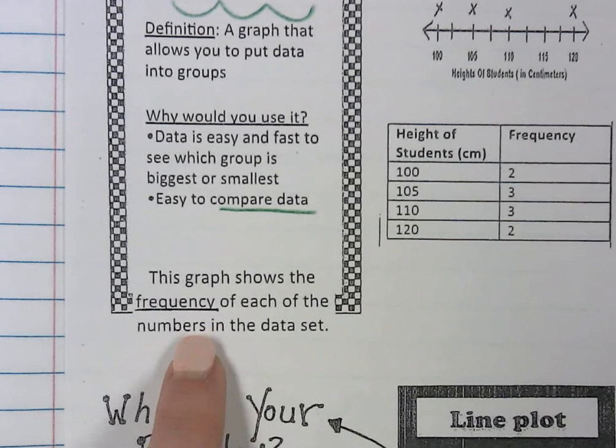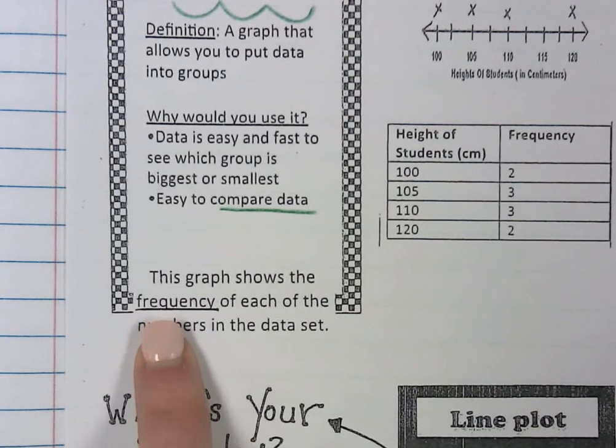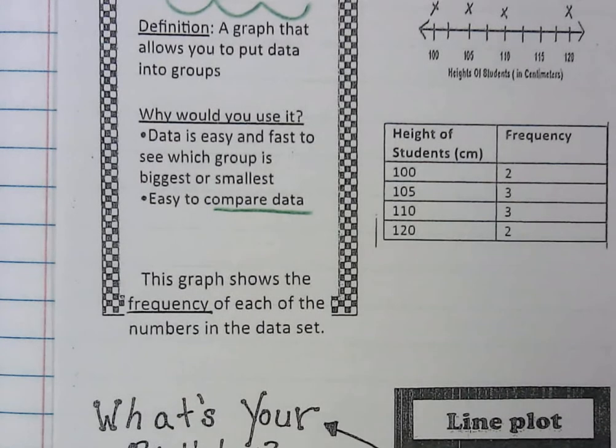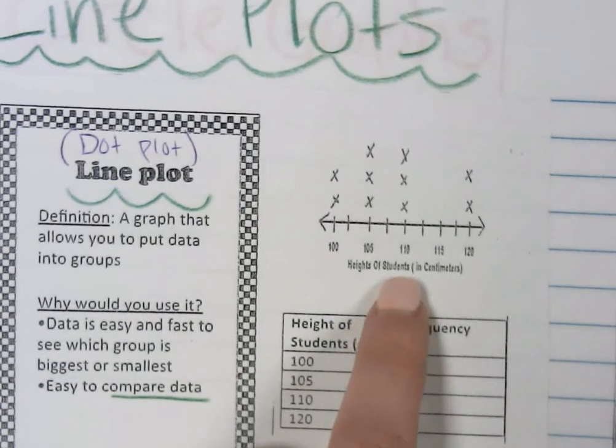Now, we've talked about frequency before. We do it in target math a lot. Frequency just means how many votes, how many people. So let's look over here at this line plot, or you can call it a dot plot.